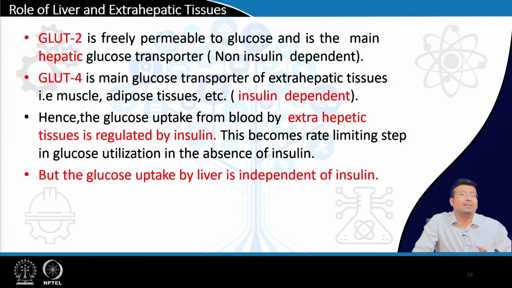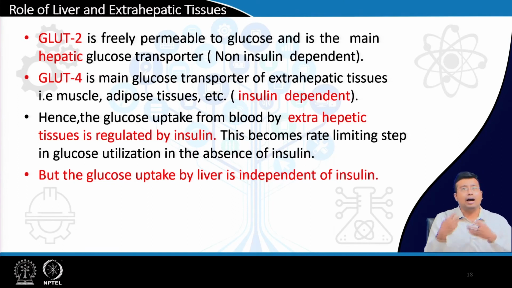So what is the role of liver and extrahepatic tissue in maintaining the blood glucose level? During glucose transport, I mentioned to you that GLUT2 is a transporter that is non-insulin dependent, and is present at the hepatic site where glucose from blood is delivered to the liver. It is freely permeable to glucose, and it is the main hepatic glucose transporter by which the liver takes up glucose from the periphery.